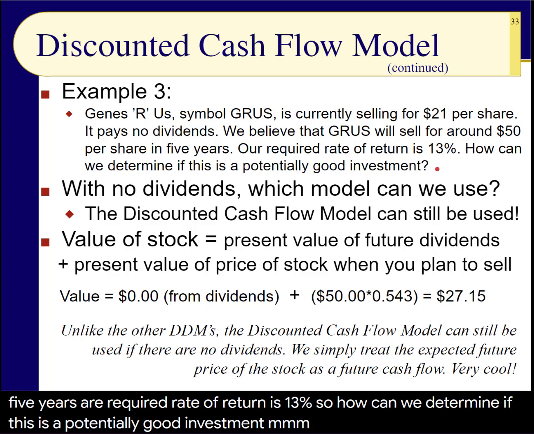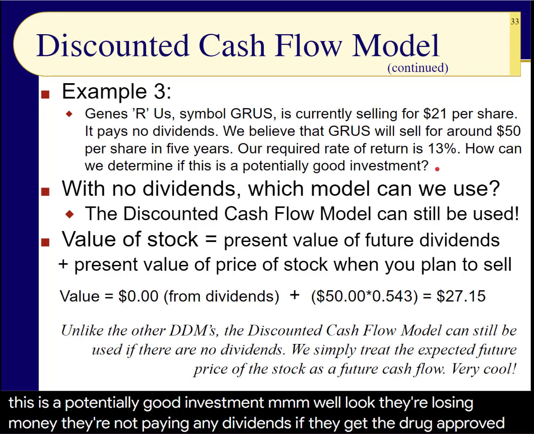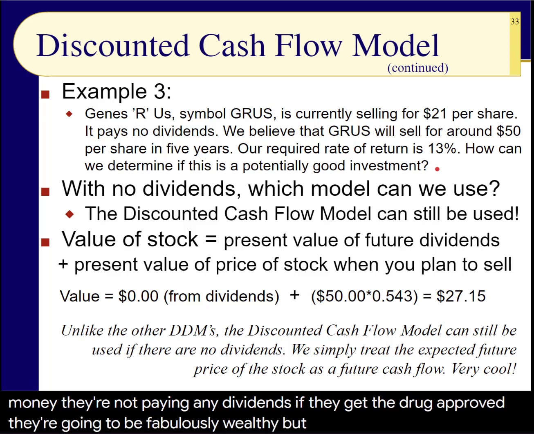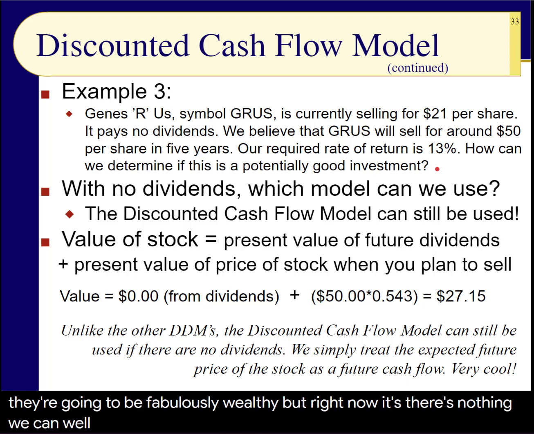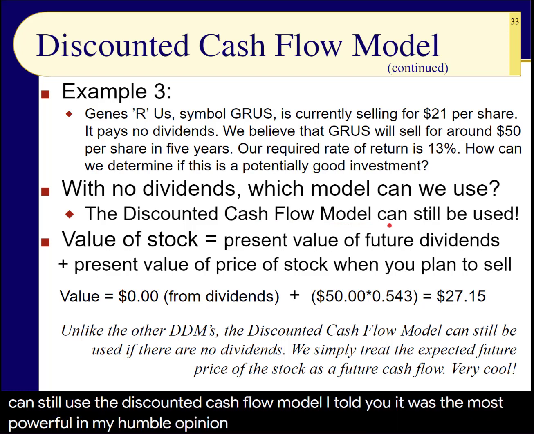Well, look, they're losing money. They're not paying any dividends. If they get the drug approved, they're going to be fabulously wealthy. But right now, there's nothing we can... Well, yes, we can. With no dividends, which model can we use? We can still use the discounted cash flow model. I told you it was the most powerful, in my humble opinion.